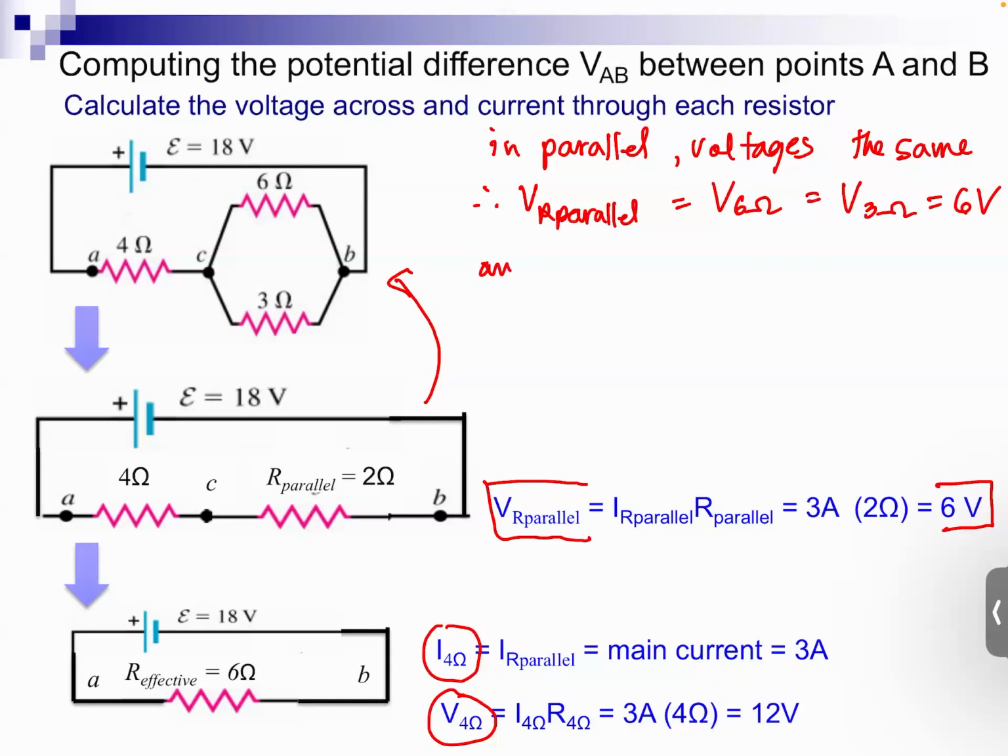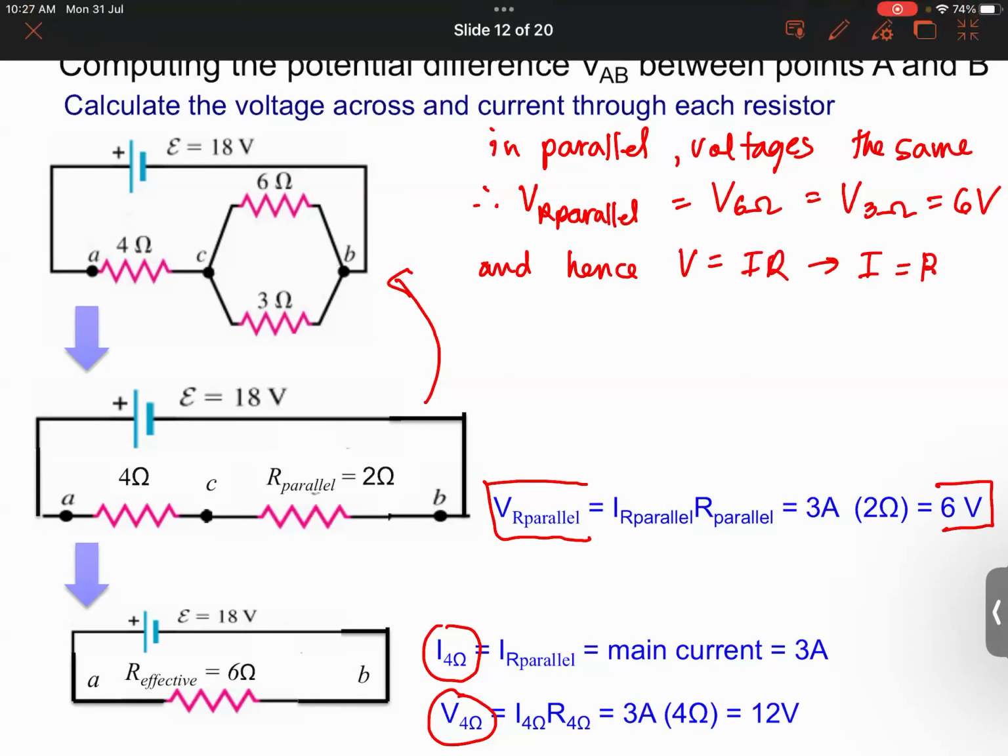And hence, V equals IR will give you the currents. Once you know the currents and the resistance, you can find the voltage, or once you know the voltage and the resistance, you can calculate the current using Ohm's law. So the current through the 6 ohm resistor is equal to the voltage of the 6 ohm resistor divided by the resistance of the 6 ohm resistor. So that's 6 volts divided by 6 ohms, 1 amp.